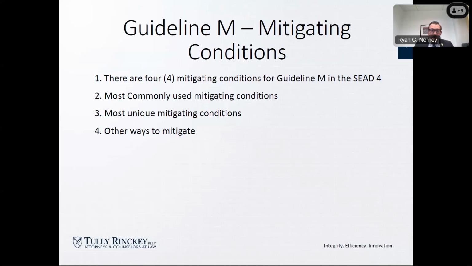Now, the good news is that even if some disqualifying conditions are triggered, there are also mitigating conditions, like with any other guideline, to try and alleviate those concerns. For Guideline M, there are 4 mitigating conditions. These include: so much time has elapsed since the behavior occurred, it happened under unusual circumstances, it's unlikely to recur, and it does not cast doubt on the individual's reliability, trustworthiness, or good judgment. This is pretty much if it's a simple mistake, not a pattern of behavior.